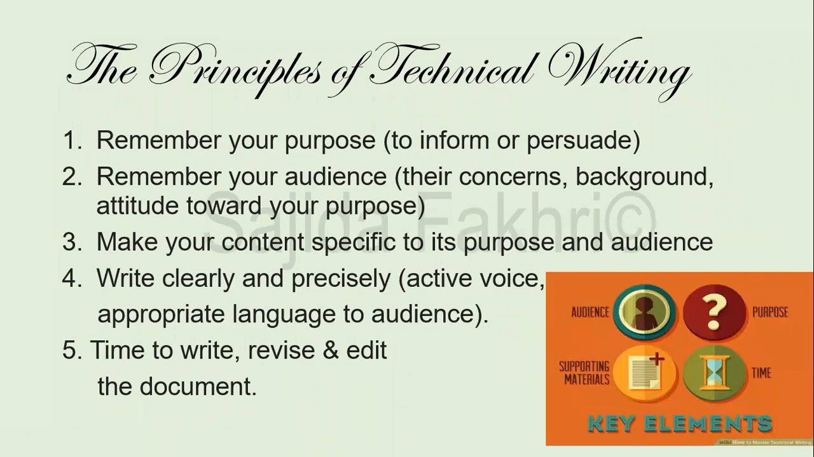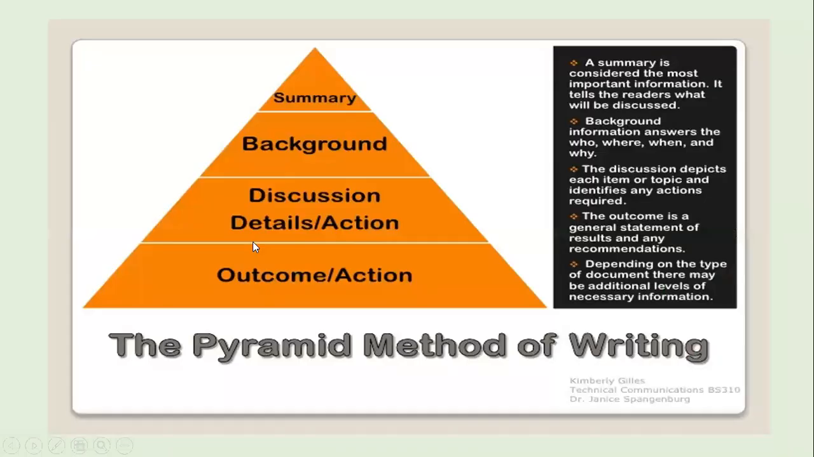And if you look at the image there, in that slide, you can see that I have put over there audience and purpose of prime importance, along with your supporting materials and of course time. So you must know how much time you have when you have to give in your piece of writing so that you do not waste too much time. Now, the pyramid method of writing works very well with all writing, and also it does with technical writing. So when you have the pyramid method of writing, you can begin with a kind of a summary, okay, and give the background information. Then you have the main body, which has discussion, details, and action. And then the last would be the outcome or the results of the action.